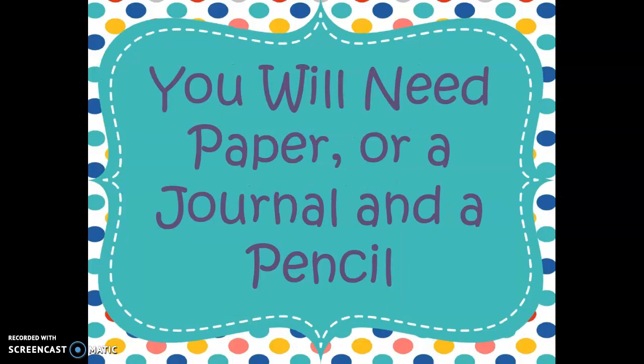This week, throughout our lessons, you will need paper or a journal and a pencil. I'll have reminders every day, but just as we do in class, when you get ready for math, just make sure you have your paper, journal, and pencil ready with you.